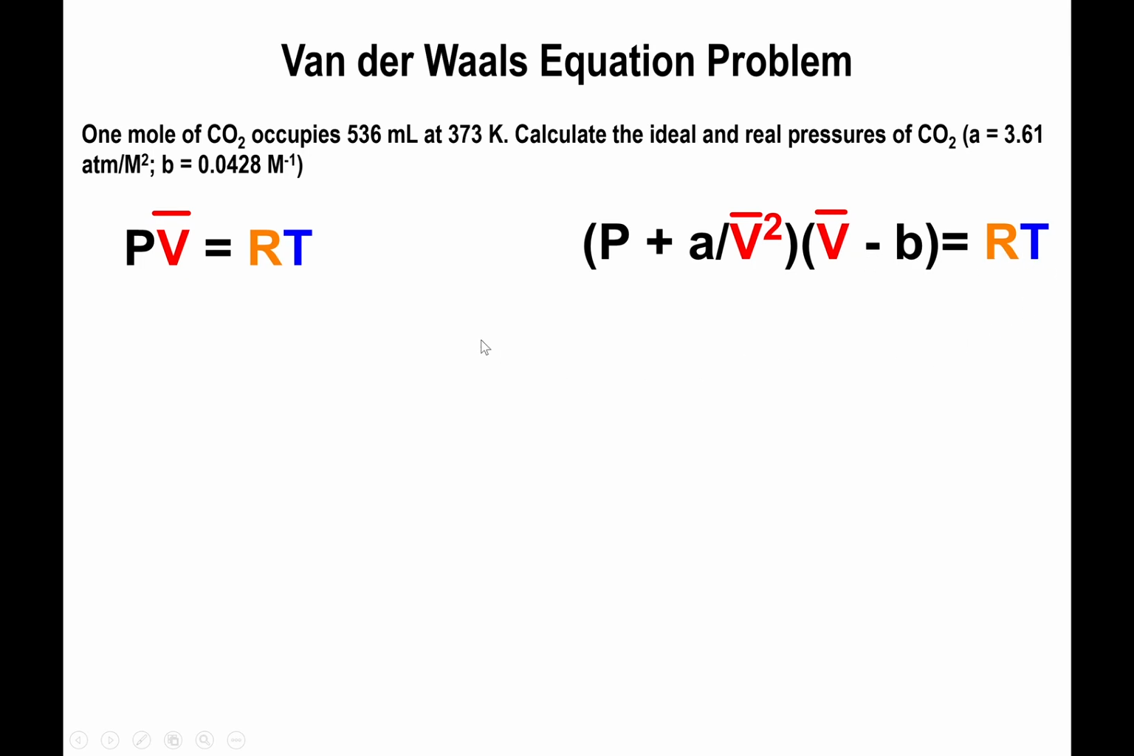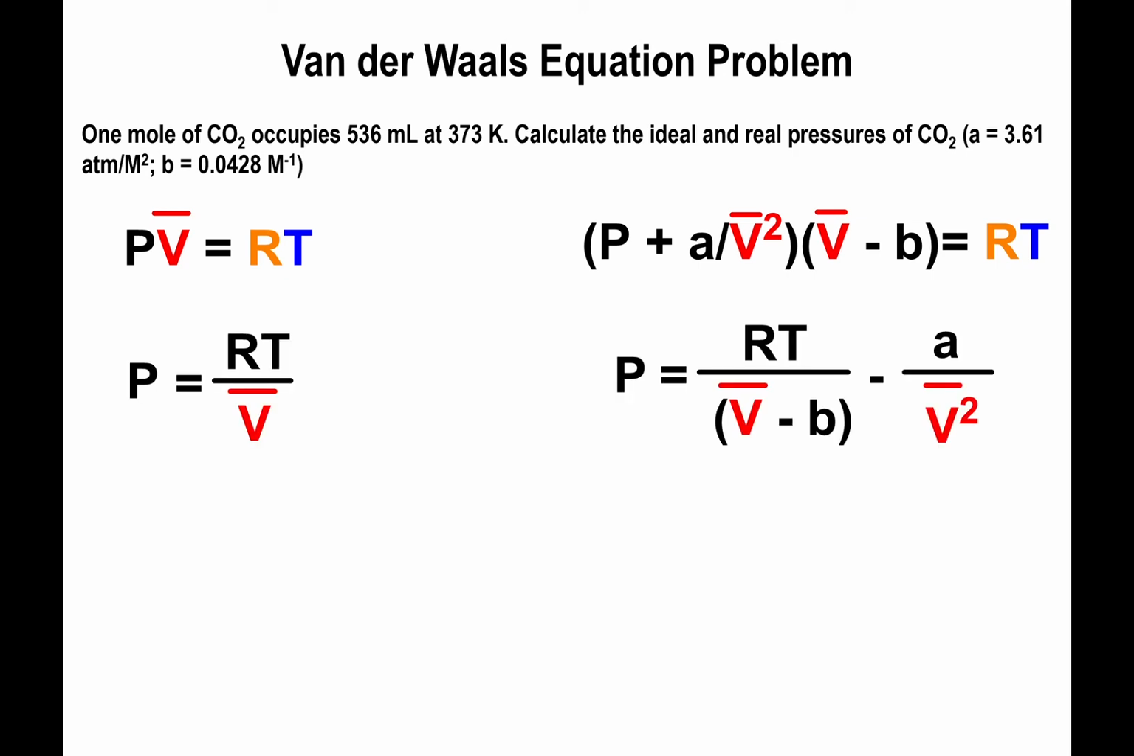All right, so first thing that we need to do is determine the molar volume, right? Oh, and by the way, since we're looking for pressure, we need to solve for pressure. For the ideal gas law, that's relatively trivial. Divide both sides by the molar volume and you get the ideal pressure. For the van der Waals equation, what you first need to do is divide both sides by molar volume minus B. All right, so that's what's happening right here.